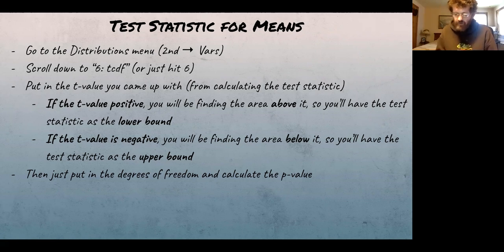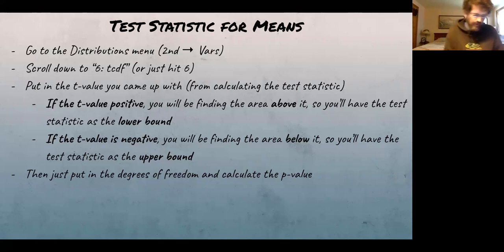Option 6, my upper bound is the negative 3.260. I had 18 degrees of freedom. And I got 0.00217.